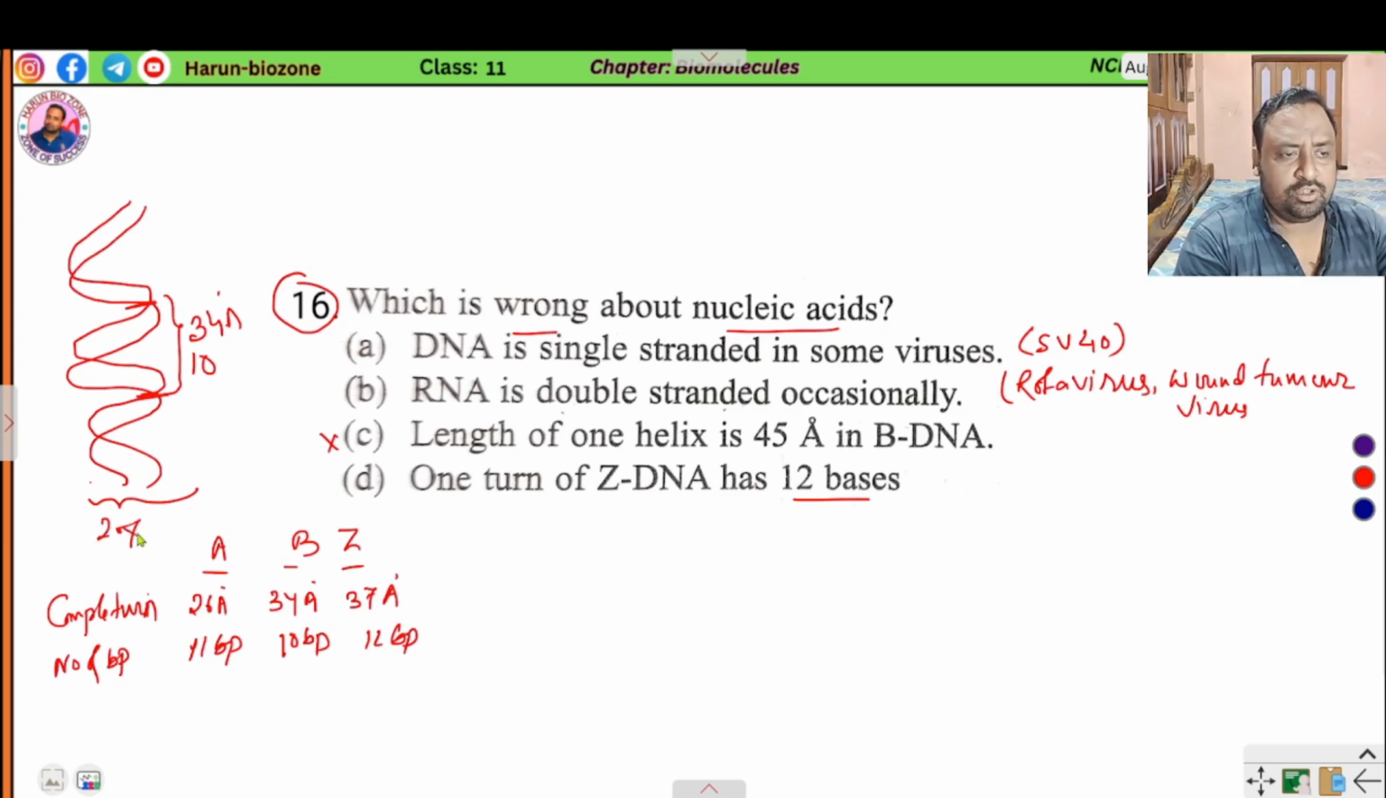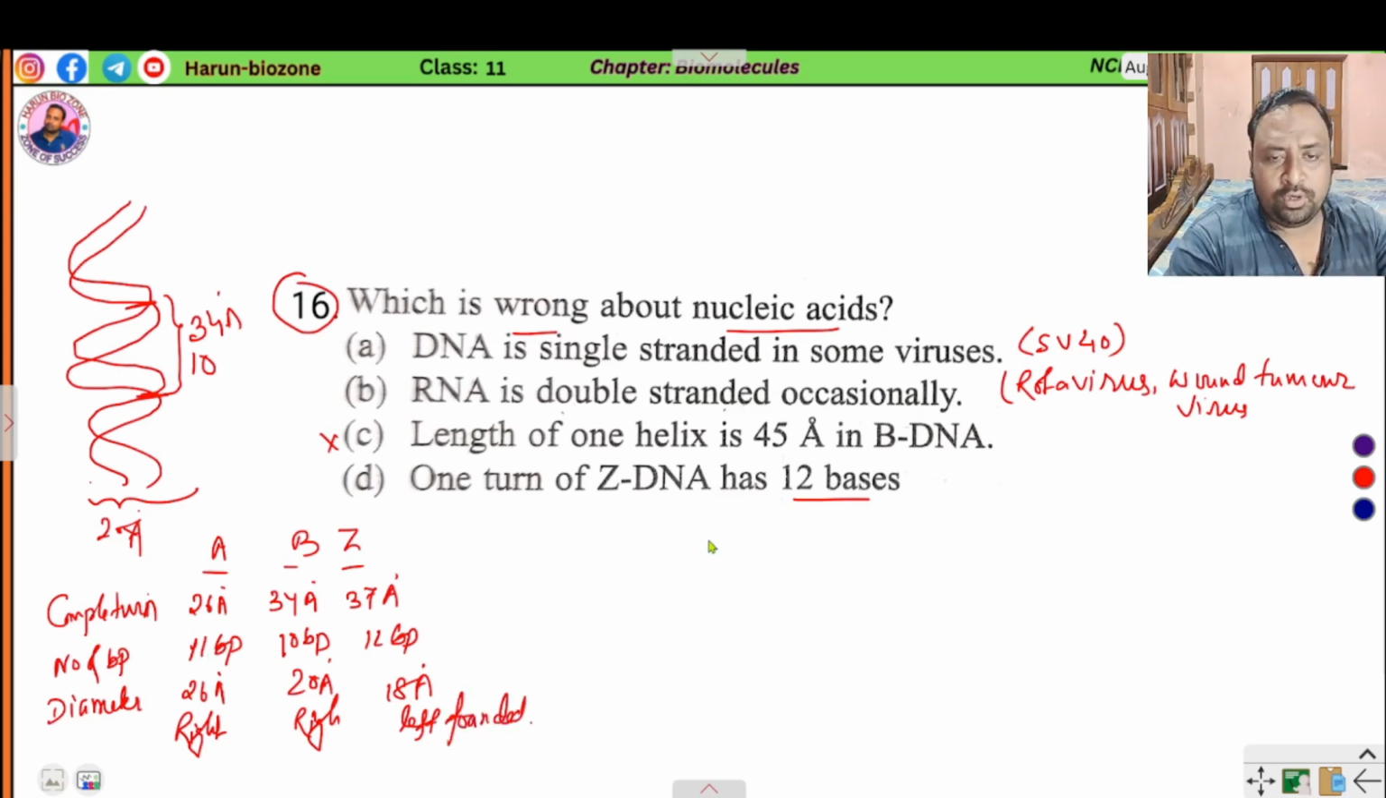The diameter is 20 angstrom in case of B-DNA, in case of A-DNA it is 26 angstrom, and in case of Z-DNA it is 18 angstrom. And the last point: A-DNA is right-handed, and Z-DNA is left-handed. Z-DNA is found mainly in archaeobacteria. Clear?